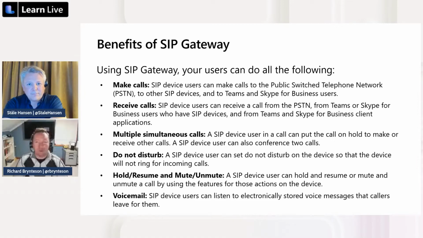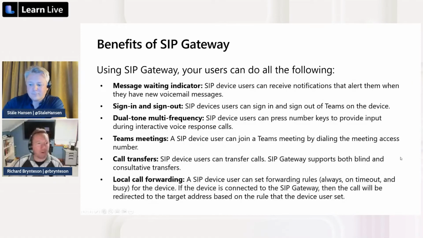So we can make phone calls, receive phone calls, and set the device into do not disturb, and the key phrase there is the device into do not disturb. So if I go DND on my SIP gateway device, it's not going to change my presence in Teams. I'm really just saying I want this phone not to ring itself. Hold, resume, voicemail, all those kind of things can be done from it. And then we also have things like message waiting lights, call transfers, and local call forwarding. Again, it says local because we're going to forward at the local device.